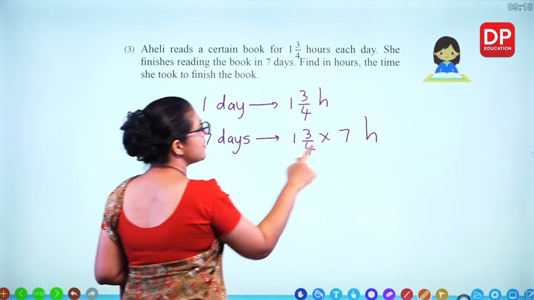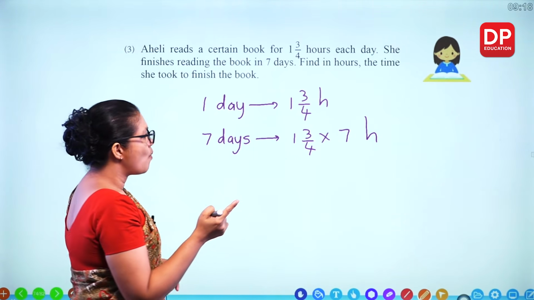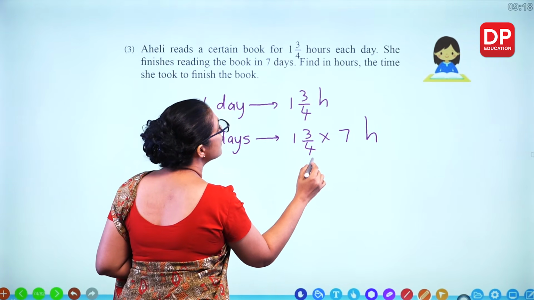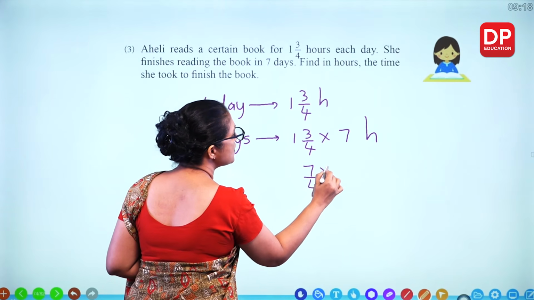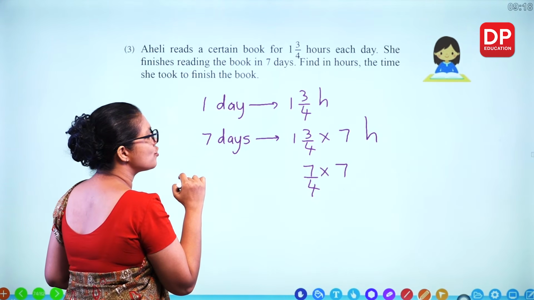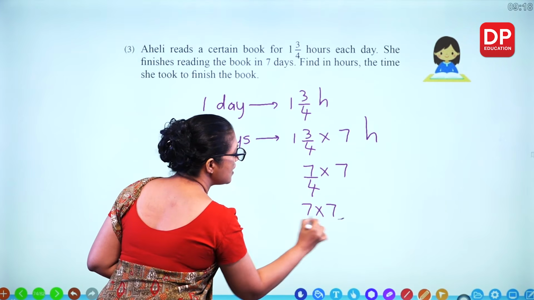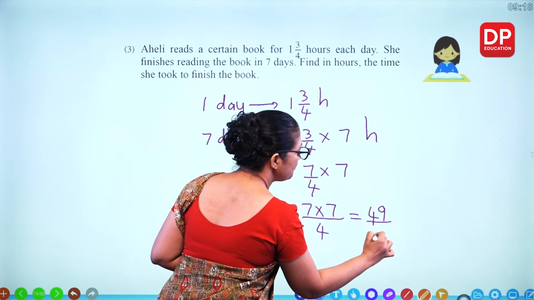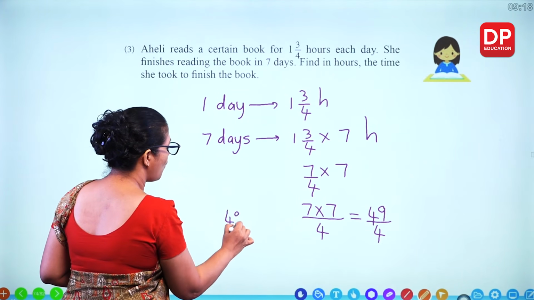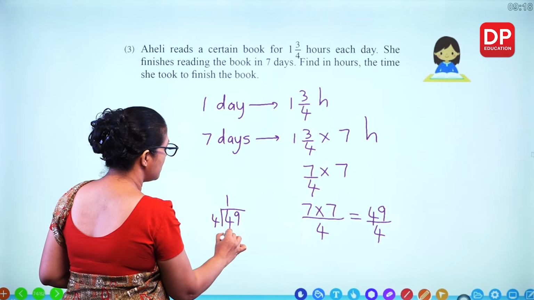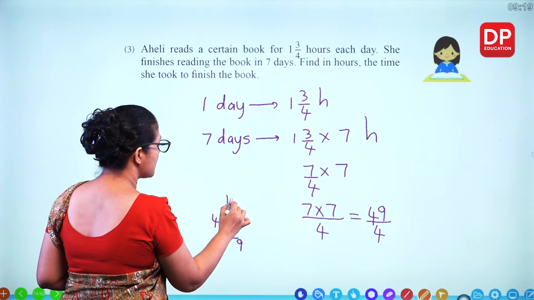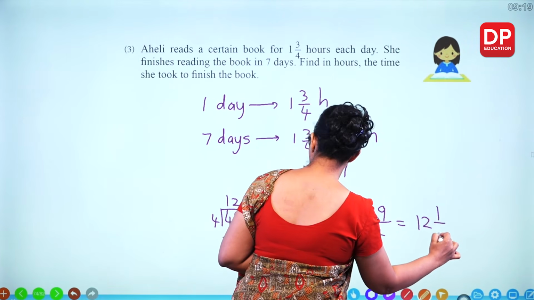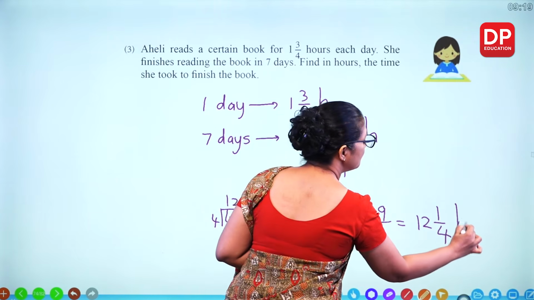So how many hours are there? This is a mixed number multiplied by a whole number. So convert to improper fractions. 4 times 1, 4 plus 3, 7. 7 over 4 times 7. So what you do? Multiply the numerator and here you get denominator 4. 49 over 4. So what's 49 over 4? 12, and for 9, that's 2 and remainder 1. So you get 12 and 1/4 hours.